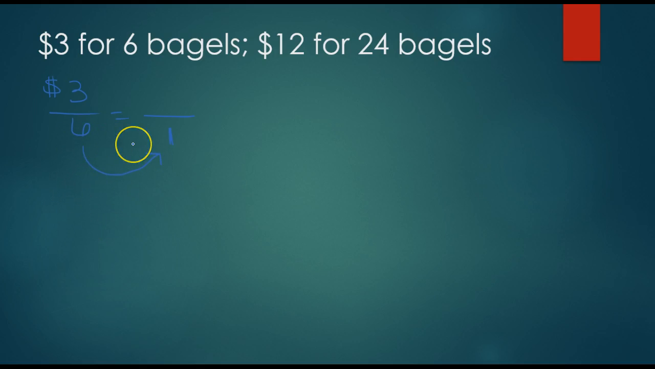I need to figure out how I get from 6 to 1. Notice how we're going from a large number to a small number. Whenever you're going from a large number, such as 6, to 1, we're dividing. We don't multiply, we're just dividing. So I'm going to divide by 6, and when I divide by 6 on the bottom, I have to do that on the top. So I'm also going to divide by 6.